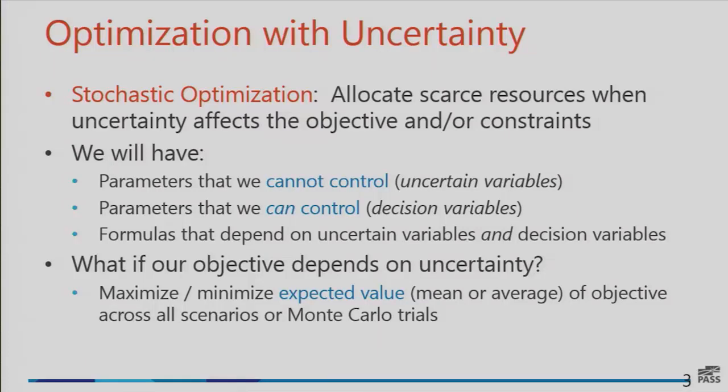So what we were doing earlier is we did an optimization, and we took the mean value, which is just the average across all the Monte Carlo trials. We used that as the thing we were going to maximize or minimize. So that's the first issue we're going to encounter. So let's look at a model where we do that.